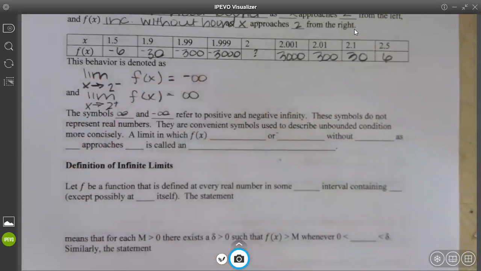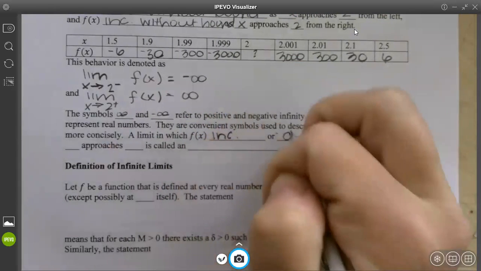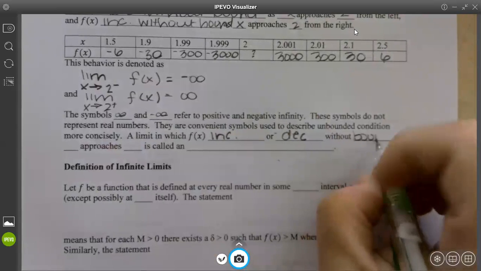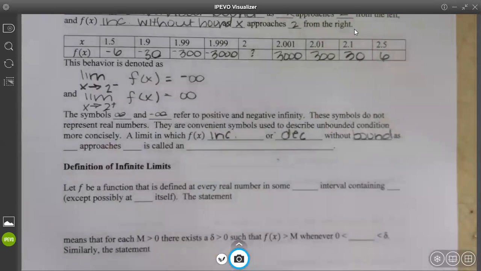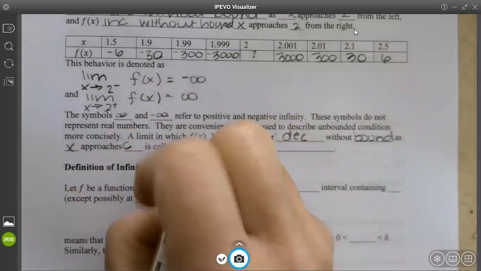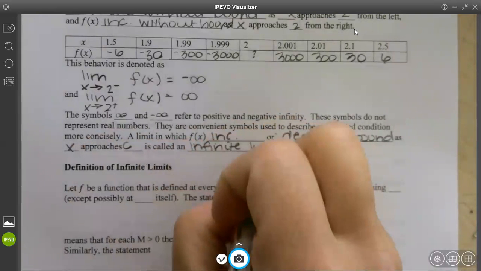The symbols infinity and negative infinity refer to positive and negative infinity. These symbols do not represent real numbers. They are convenient symbols used to describe unbounded conditions more concisely. A limit in which f of x increases or decreases without bound as x approaches c is called an infinite limit.